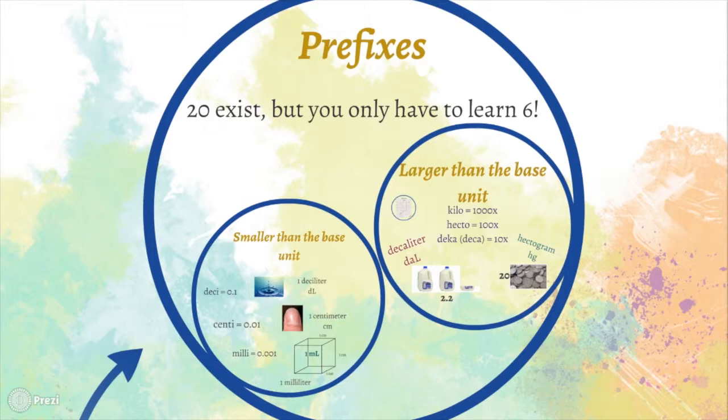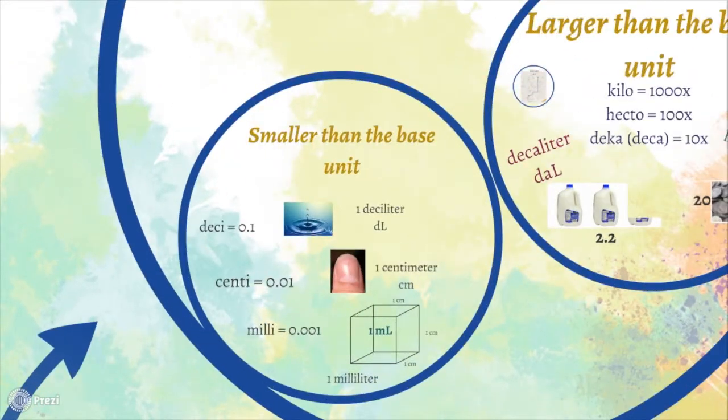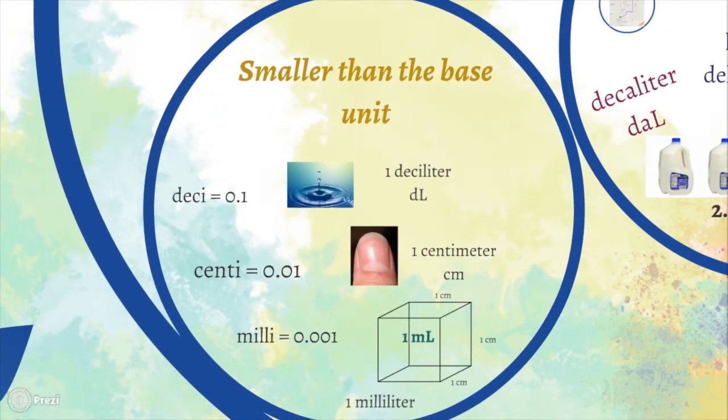There are actually 20 prefixes, but you're only going to need to memorize 6. So let's start with the 3 smaller than the base unit. Deci is the prefix meaning 1/10 or 0.1 of the base. A deciliter is the same as 2,000 drops of water, or 1/10 of a liter. Centi is the prefix for 100th, or 0.01. The width of your fingernail from side to side is about a centimeter.